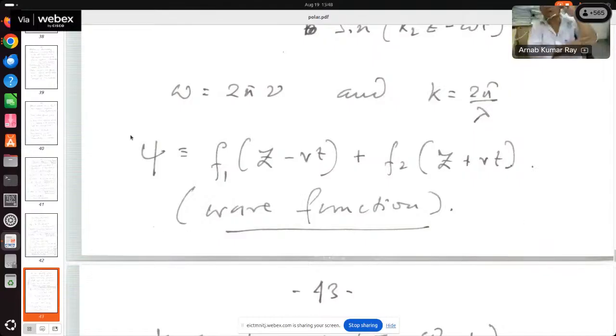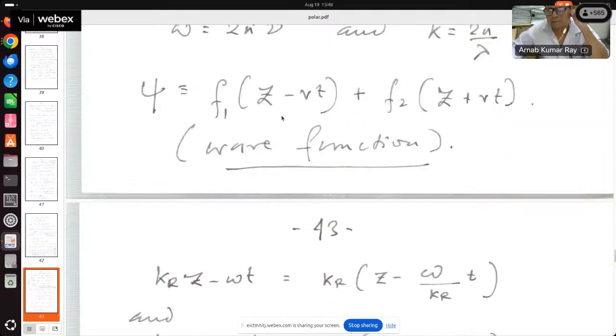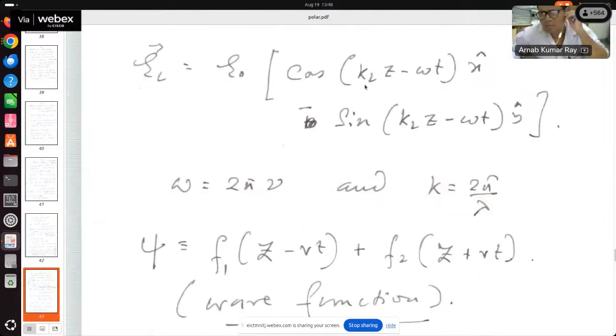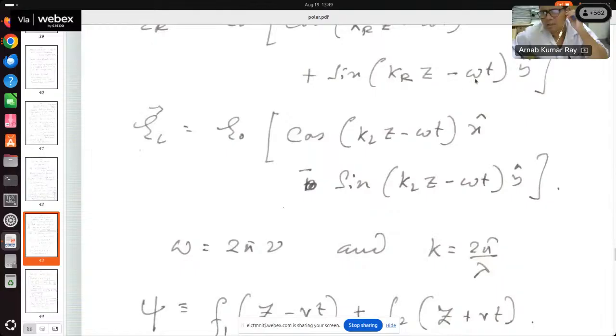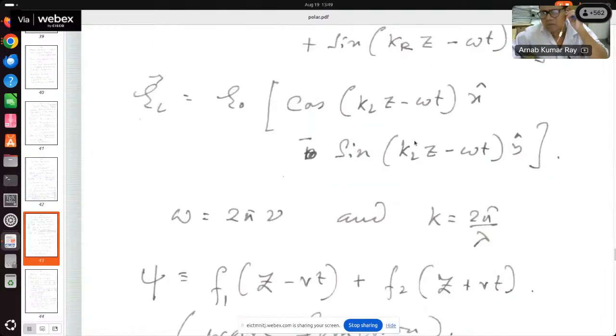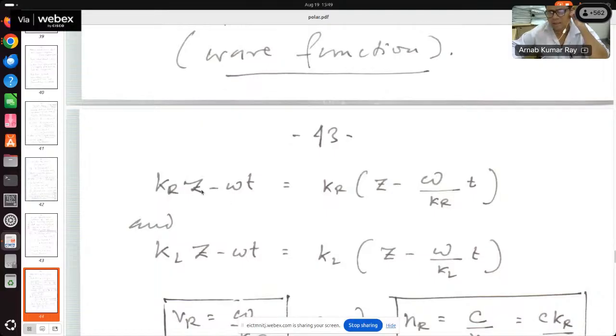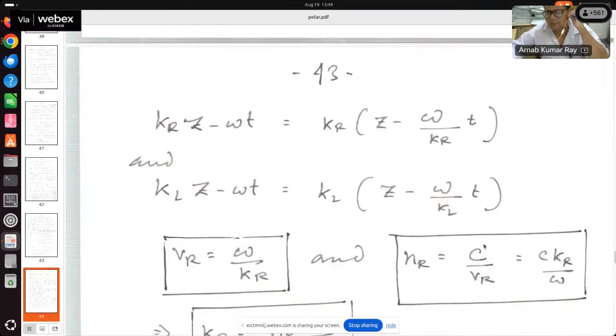If you have solved a wave equation in mathematical physics, this is a standard thing. Anyway, let us now look at the argument of the wave equation. The argument should be in this form: z minus vt. So let's not worry about the z plus vt part. So we have k_R z minus omega t, and k_L z minus omega t. We are writing k_R z minus omega t, as k_R has a common factor, z minus omega by k_R into t, and k_L z minus omega t is k_L into z minus omega by k_L into t.